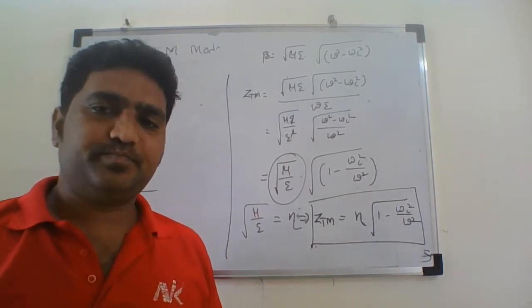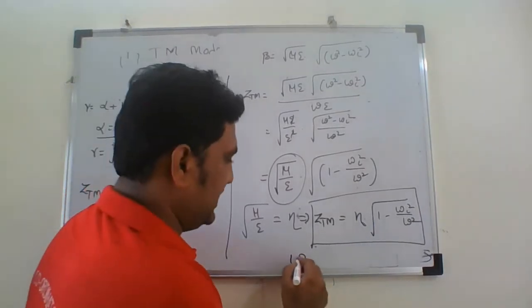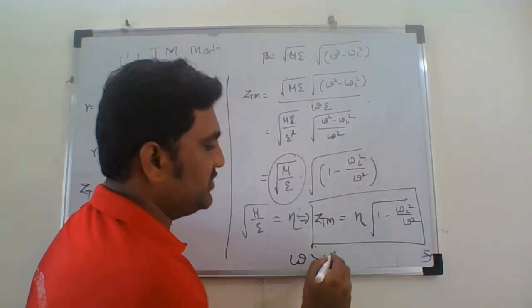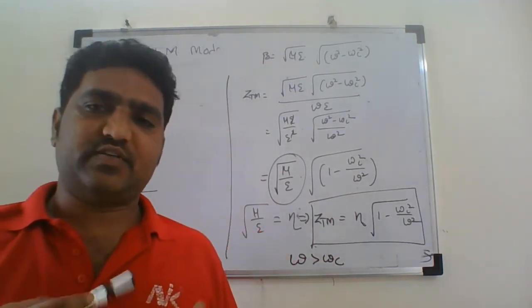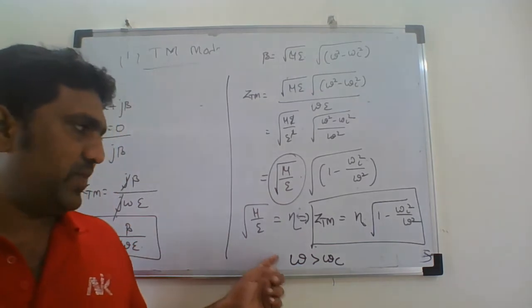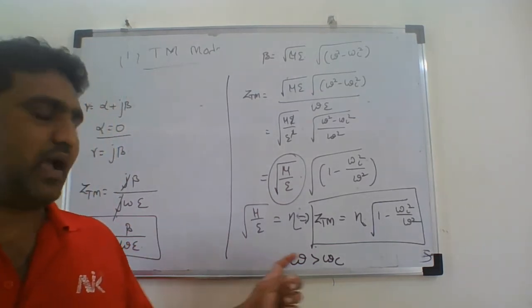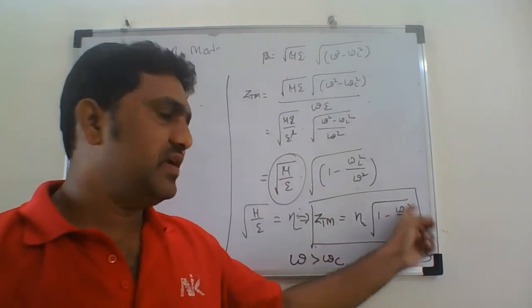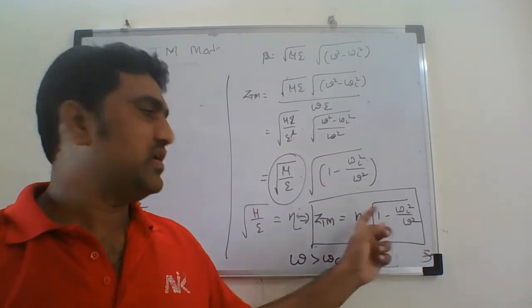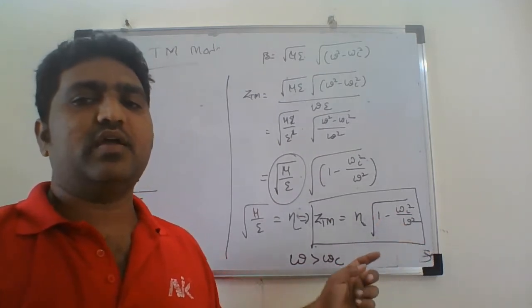Because omega will be more than omega c for the wave transmission to happen, the wave has to propagate. Whenever the wave is propagating, the signal or wave frequency will be higher than omega c, the cutoff frequency. So this value will always be less than 1. So 1 minus something is again 0.something, less than 1.